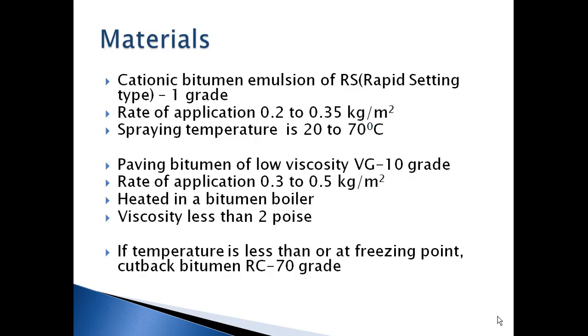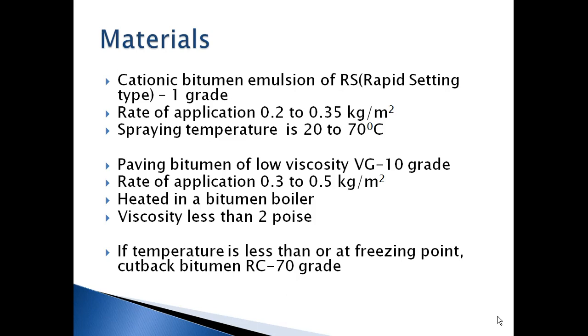The materials used here are cationic bitumen emulsion, opposite to the previous type. It is a rapid setting type of grade 1, and the rate of application is between 0.2 to 0.35 kg per meter square. The spraying temperature is maintained between 20 to 70 degrees Celsius.